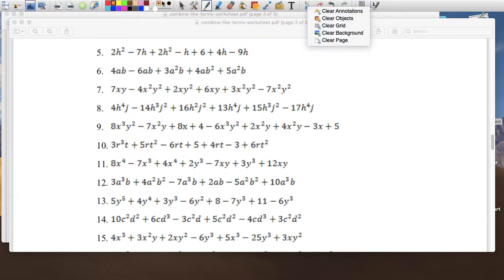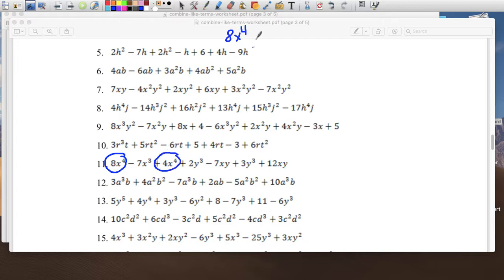Where am I? 11. So again, I like to start with my highest ones. And 8x to the 4th power. Is there anything x to the 4th power? Yeah, there is right here. So I'll put those two side by side. Let's talk about 3rd power. There's one here. -7x to the 3rd power.